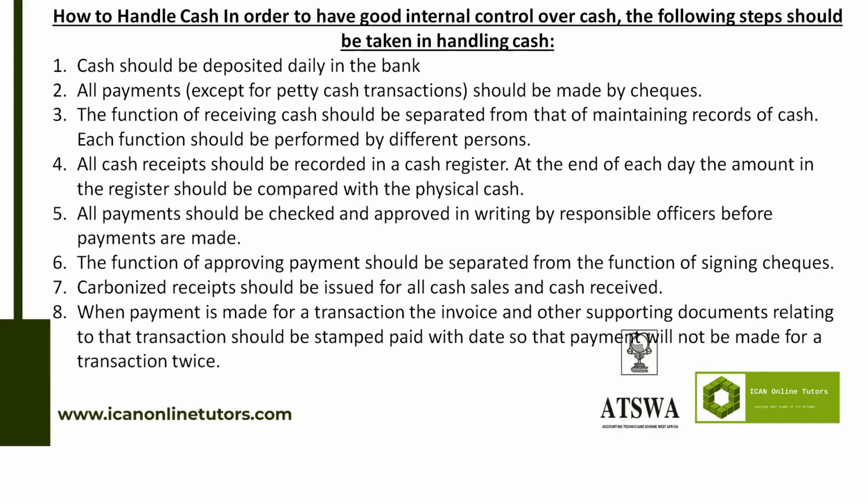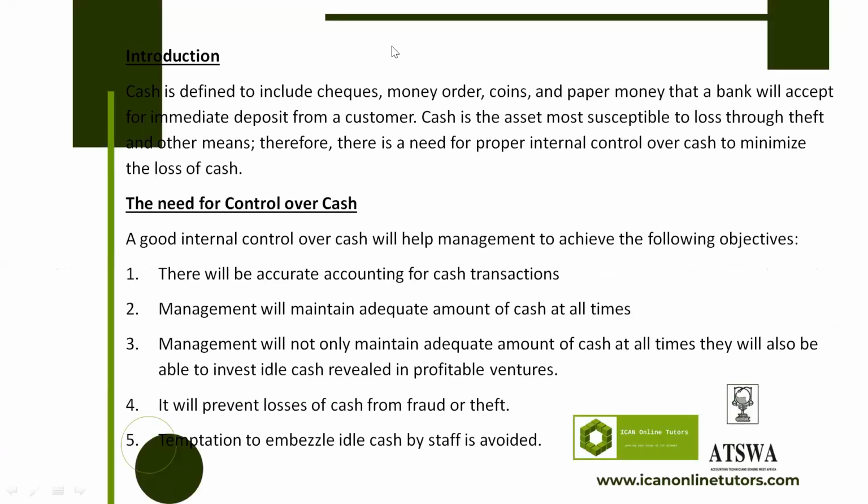At the end of the day, my records show that we received cash of 100,000. So then we have to compare with the physical cash that is available, comparing our record with the physical cash available. If you are doing that, we are able to achieve this objective. This is the objective. So how can we now achieve this objective?